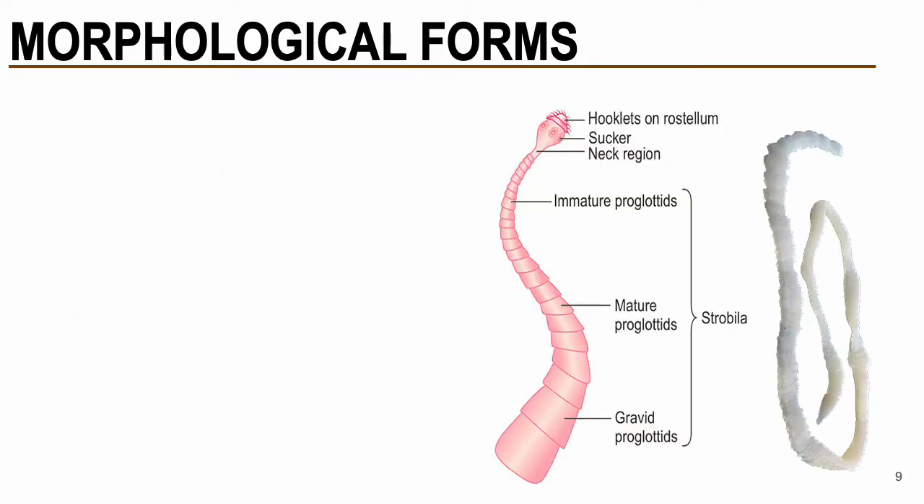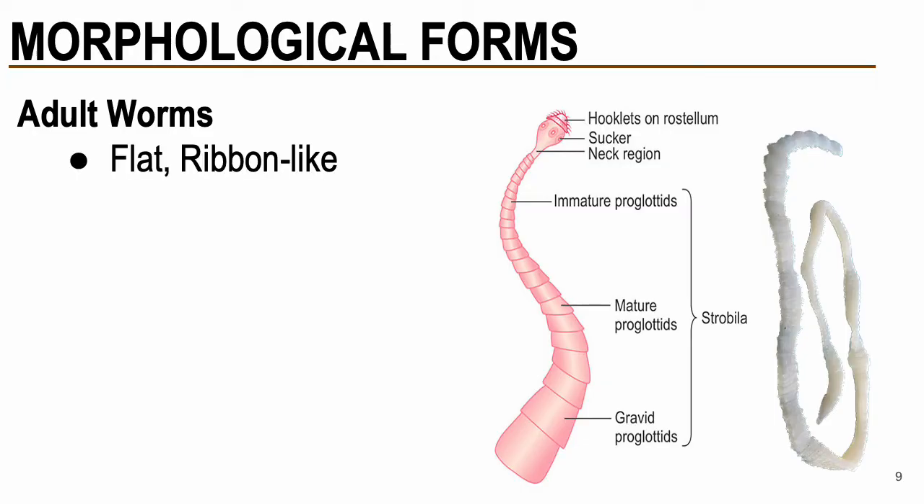Lastly, we have the adult worms. Adult tapeworms resemble a ribbon in appearance and range in length from several millimeters up to an impressive 15 to 20 meters. To give you a visualization, 15 to 20 meters is the length of the smallest Olympic size pool. That is how long they can reach.